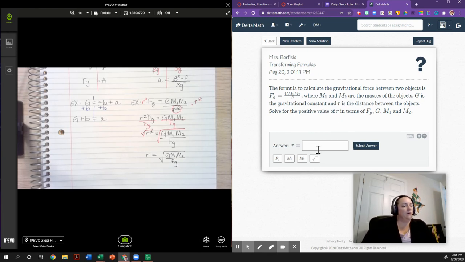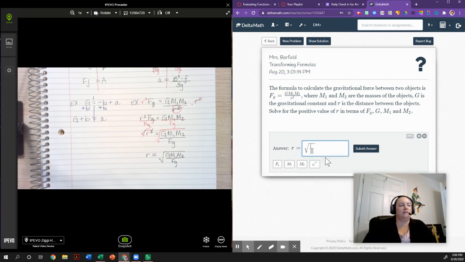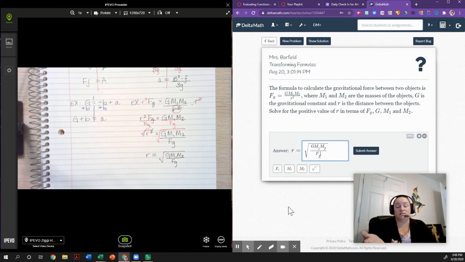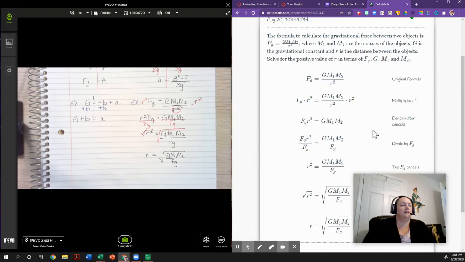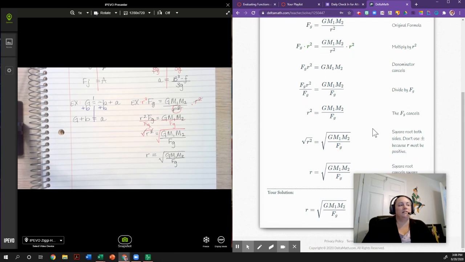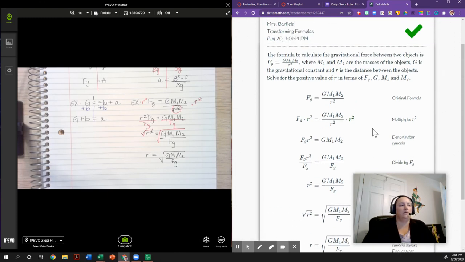Okay, all right, so how do I type this in? Square root first, and then divide. Because now the fraction is trapped underneath the square root symbol like it is on my piece of paper. So capital G, M1, M2, and on the bottom, F sub G. That was really easy to type in because Delta Math gave me all my buttons. Okay? All right, let's hit submit. Yes. Okay? And he pretty much did it the same way that I did. Showed a little bit more work.